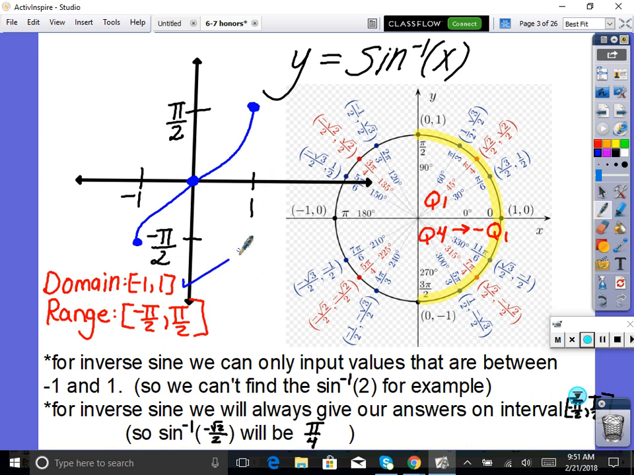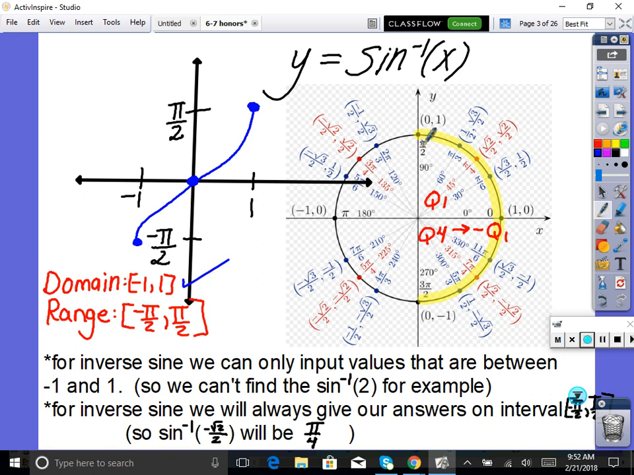There's our domain. Our range, which means output or answers, how they come out, has to be on this interval from negative pi halves to pi halves. Our only answers for sine inverse are going to be between negative pi halves and pi halves, including negative pi halves and pi halves, because that dot was all good to go. So I want you to look right here. Pi halves is up here.